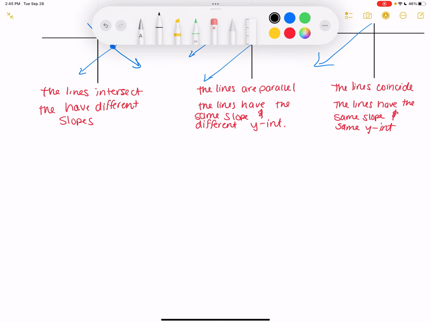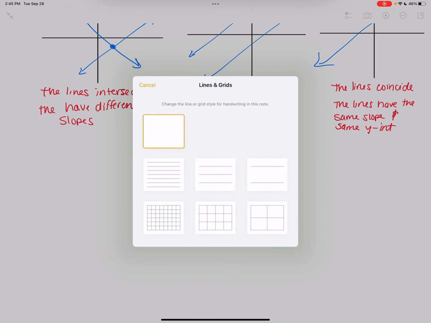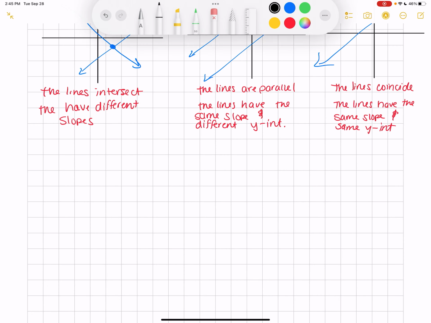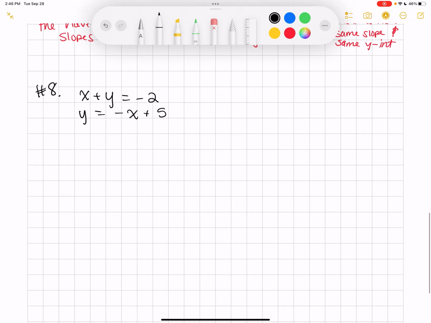Alright. Graph the linear system, then use the graph to tell whether the linear system has one solution, no solution, or infinitely many solutions. Number 8. We have x plus y is equal to negative 2 and y is equal to negative x plus 5. So what do I need to do to that top equation to be able to graph it?